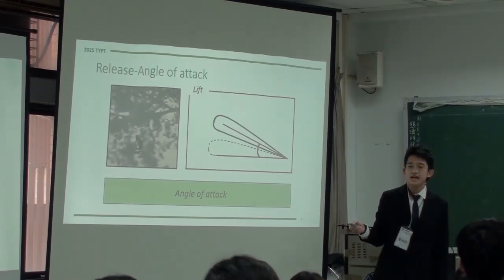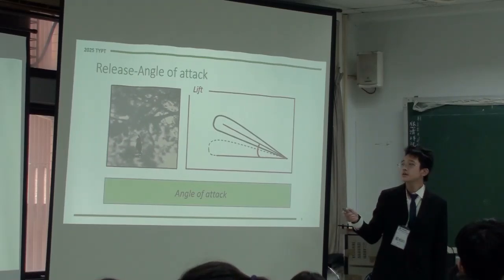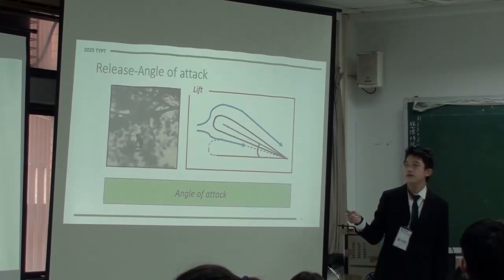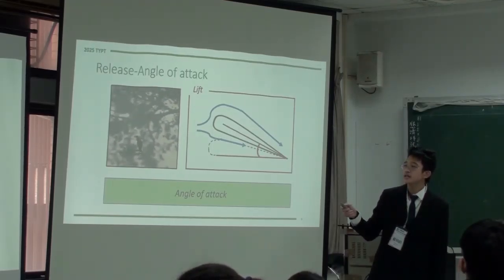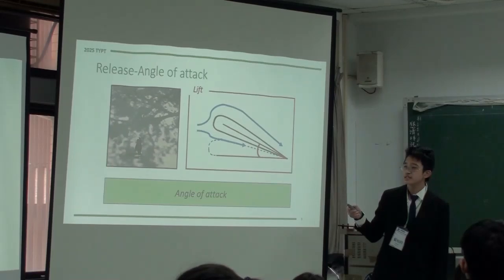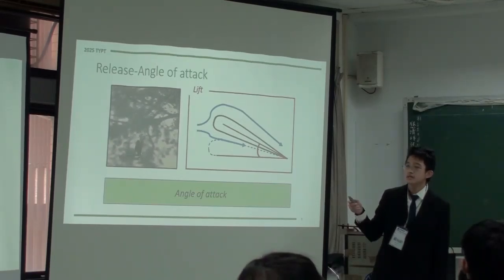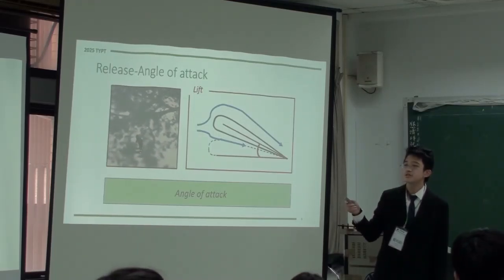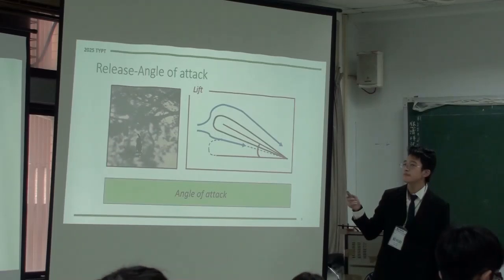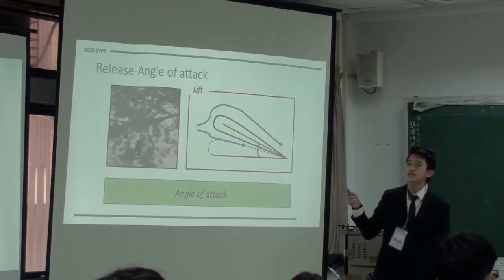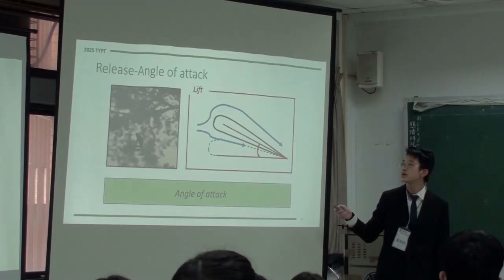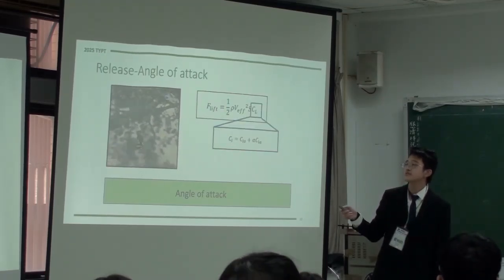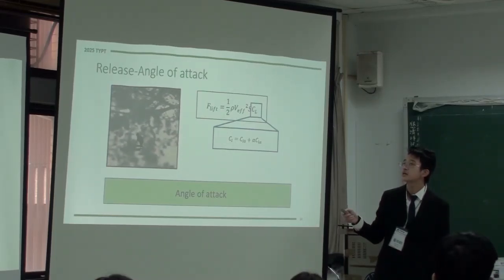First is the angle of attack. Angle of attack is the angle between the direction of the boomerang and the airflow. In this picture, we can see the distance above the boomerang is farther and below the boomerang is shorter. To balance it, the velocity above the boomerang will be faster and below the boomerang will be slower. And in this formula, we can see the lift is related to the angle of attack.